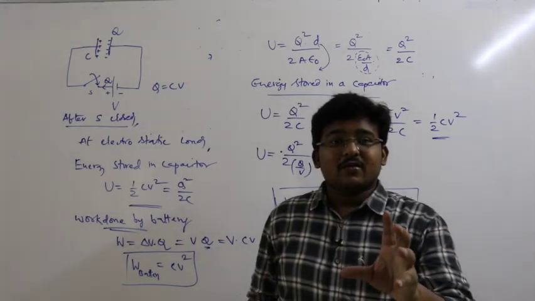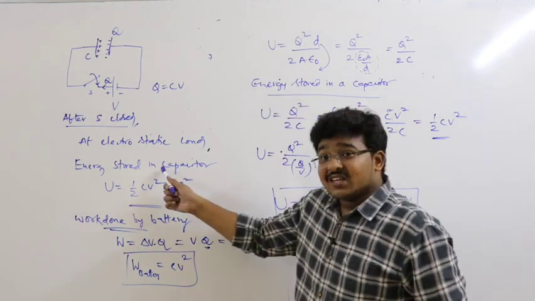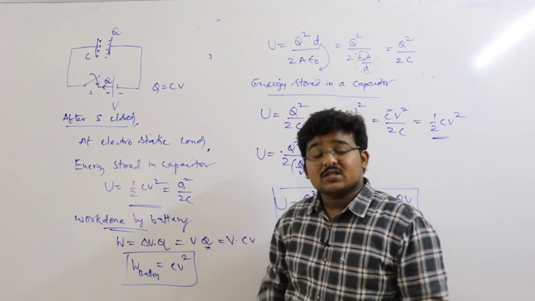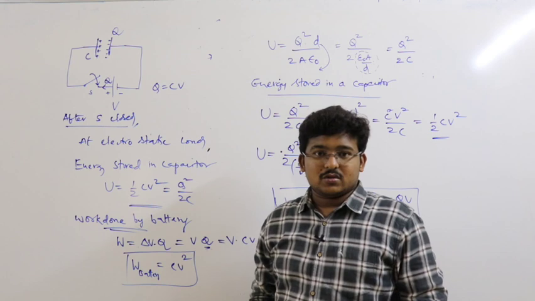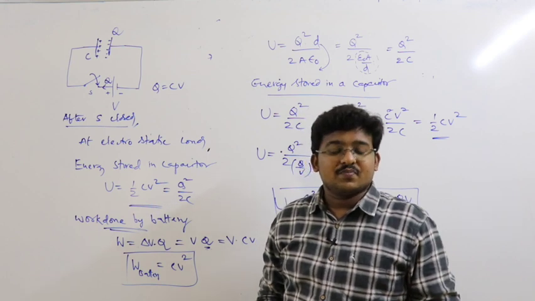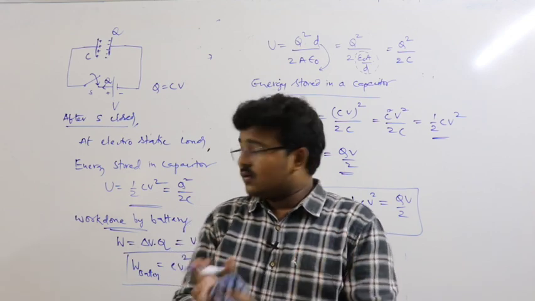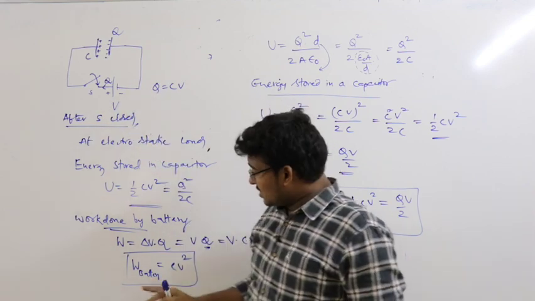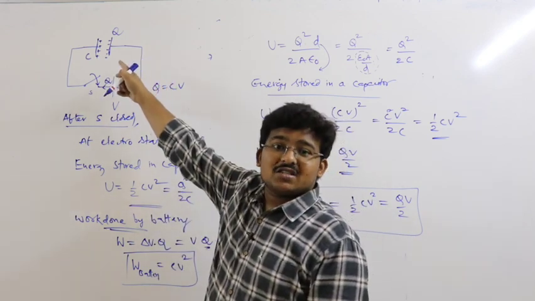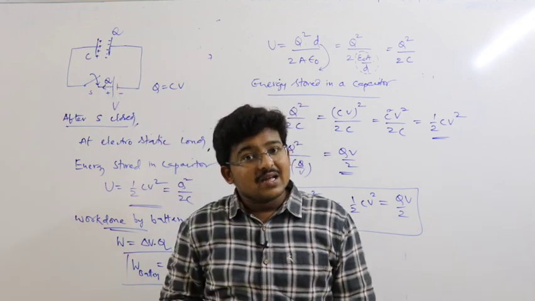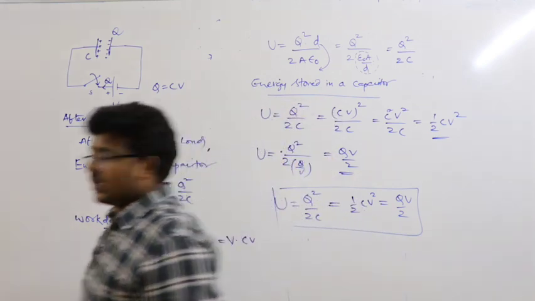For example, suppose the battery did 100 joules of work. In that 100 joules, how much energy is stored? Half of CV square means 50 joules is stored in the capacitor. Now what about the remaining 50 joules of energy? Simply, out of the work done by the battery, only half is stored as energy in the capacitor. The remaining is waste, lost in the form of heat to the surroundings.